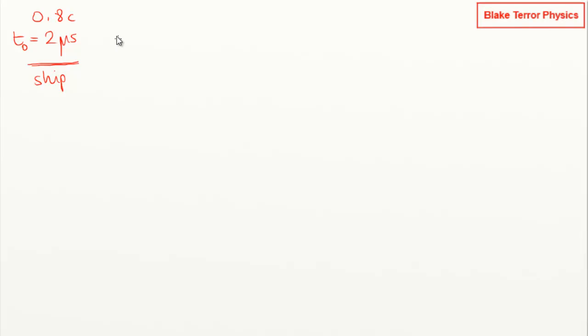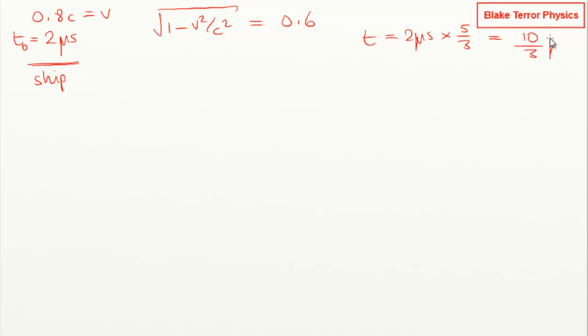If you were on Earth looking at this ship go past, then we do our square root of 1 minus v squared over c squared, which using 0.8c for v gives us 0.6. So the time that we're going to measure on Earth will be our t0, our 2 microseconds, divided by 0.6, so multiplied by 5/3. So we're going to get 10/3 microseconds. That is the time recorded by a clock in the frame of reference of the Earth, having that as its rest frame. So that's what we've got with time dilation.